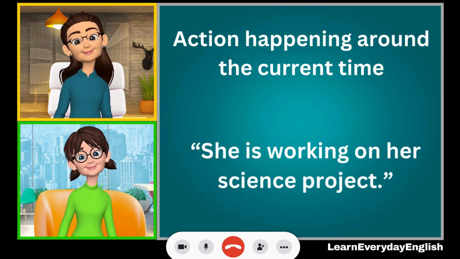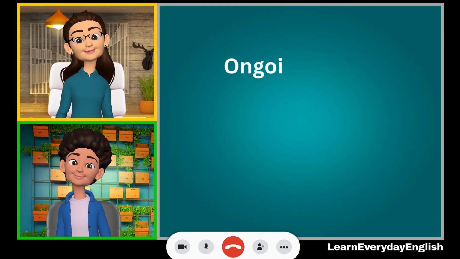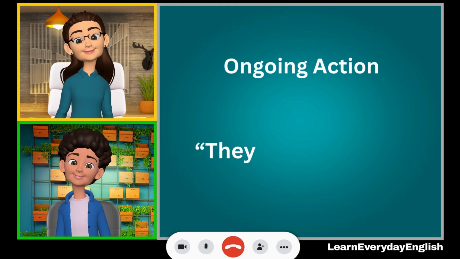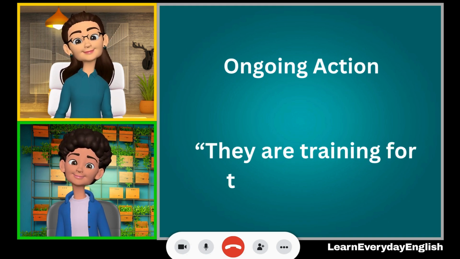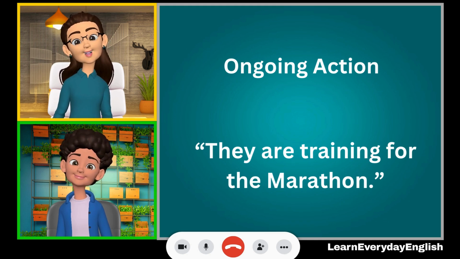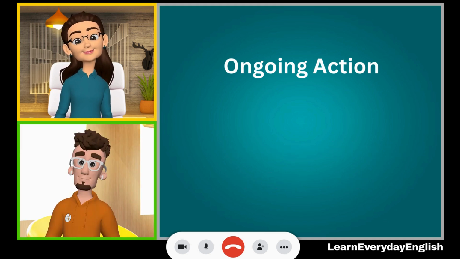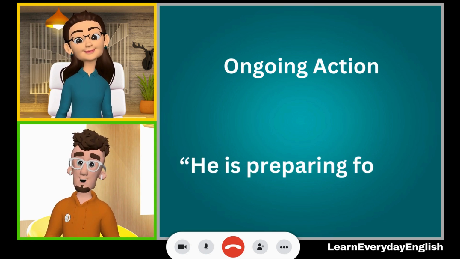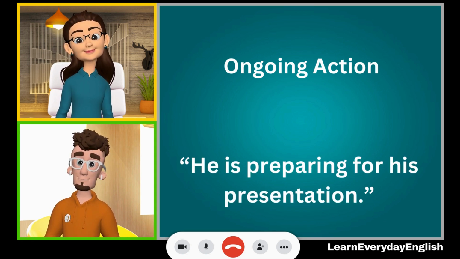Well done, Emma. This shows an action that is happening around the current time, but not necessarily at this exact moment. Lily, can you give an example of an ongoing action? Okay, they are training for the marathon. Excellent, Lily. This indicates an action that is happening continuously over a period of time. Chris, your turn. How about he is preparing for his presentation?